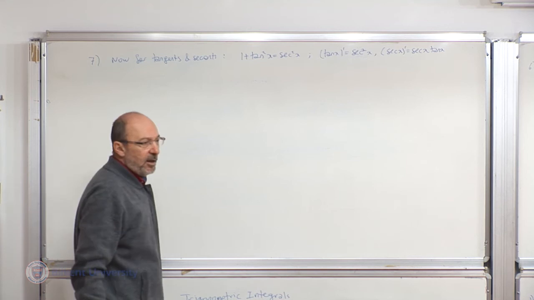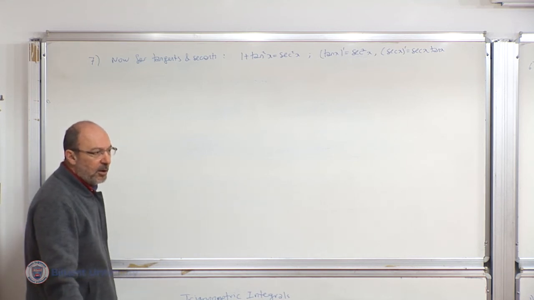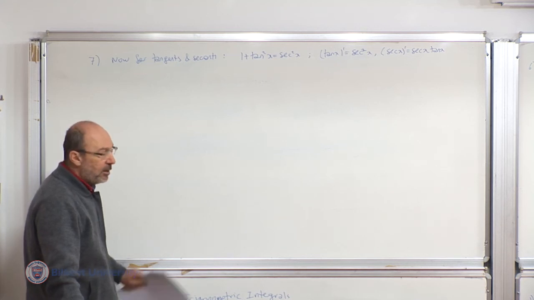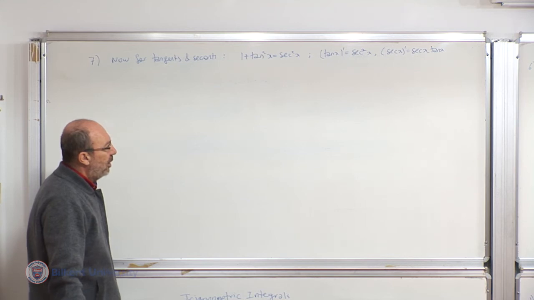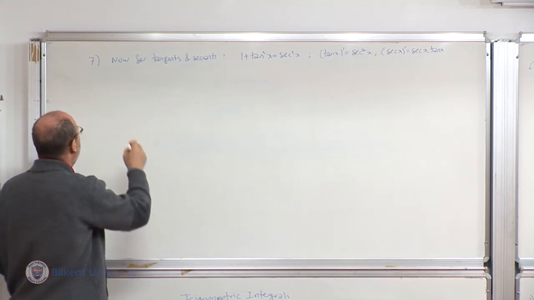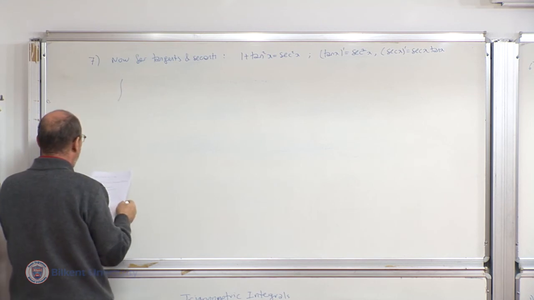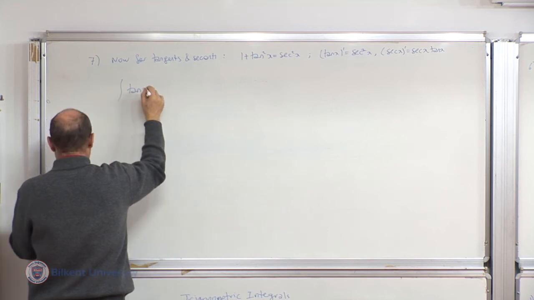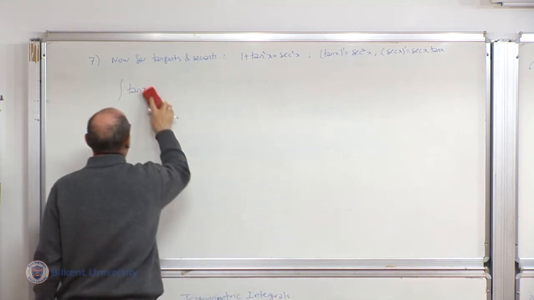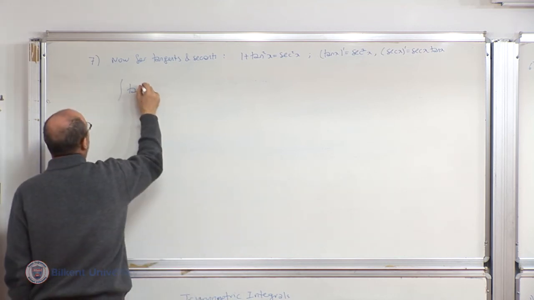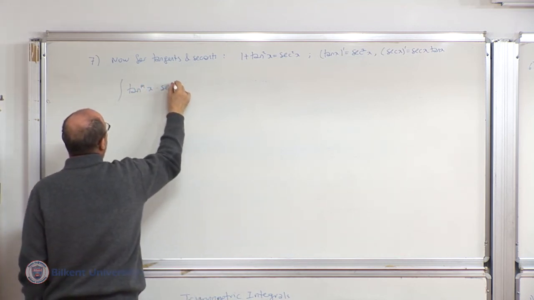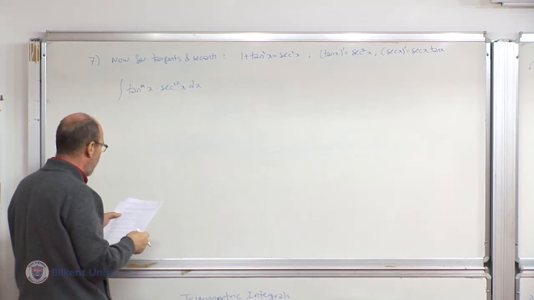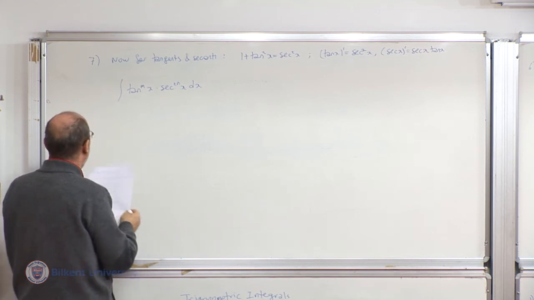Okay, so this tells us that we have to use a different algorithm. In the previous case, derivative of one was the other. So we used a different technique there. Here, we will keep these in mind. So one case is when the power of secant is even. So tangent m x secant 2n x dx. Okay, so here n is greater than or equal to 1.